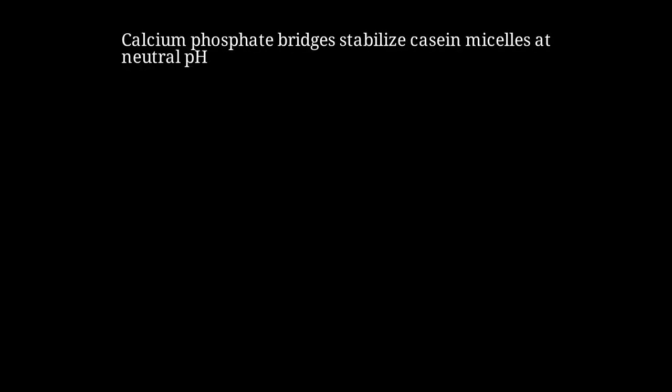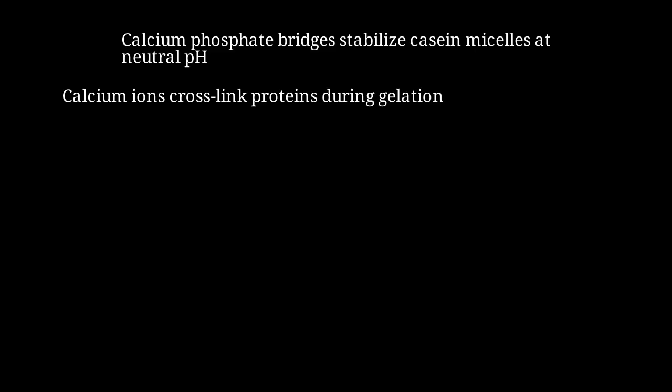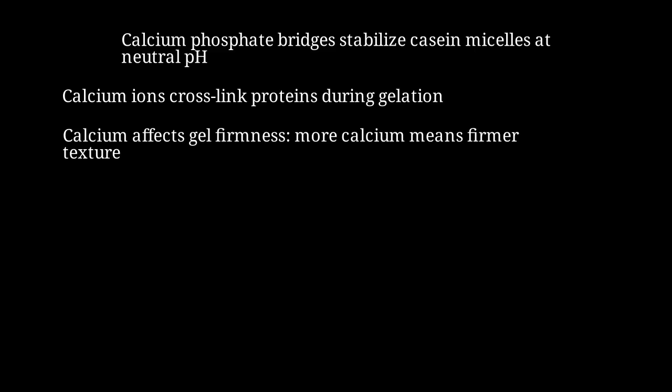We mentioned calcium earlier. Let's explore its multiple roles in fermentation. At neutral pH, calcium phosphate forms colloidal bridges between casein molecules within micelles, providing stability. During acidification and gelation, calcium ions form ionic bridges between negatively charged amino acids on different protein chains, strengthening the gel network. The calcium content of milk affects final texture.